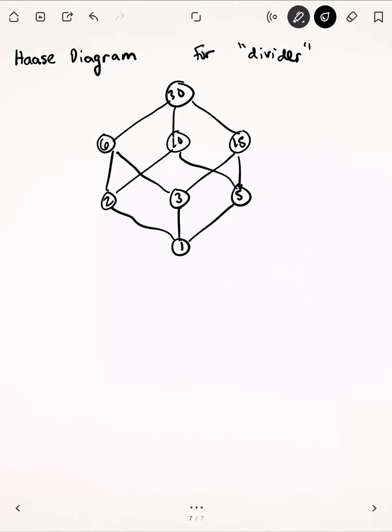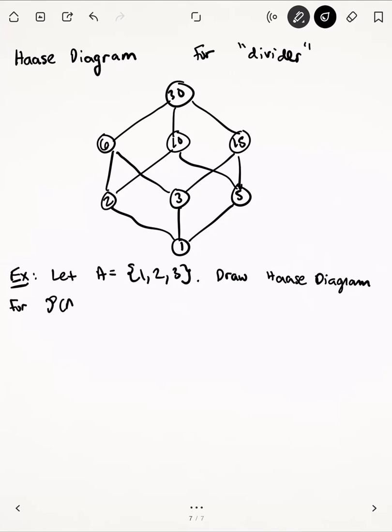Okay, so let's draw another Hasse diagram. So, example. Let A equal {1, 2, 3}. Let's draw the Hasse diagram for the power set of A under the partial ordering subset.